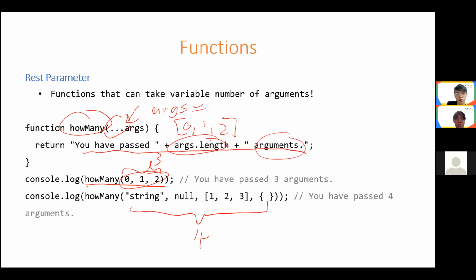So when I run this function, I'll get back "you have passed 3 arguments", and I'm printing it out via console log. So you will see "you have passed 3 arguments" out. And similarly for this, because I have 4 arguments here, my args.length will be 4, and I will print out "you have passed 4 arguments" out.